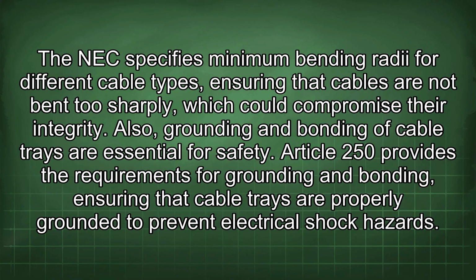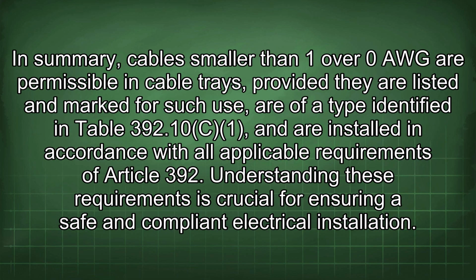Article 250 provides the requirements for grounding and bonding, ensuring that cable trays are properly grounded to prevent electrical shock hazards. In summary, cables smaller than 1/0 AWG are permissible in cable trays, provided they are listed and marked for such use, are of a type identified in Table 392.10, and are installed in accordance with all applicable requirements of Article 392. Understanding these requirements is crucial for ensuring a safe and compliant electrical installation.